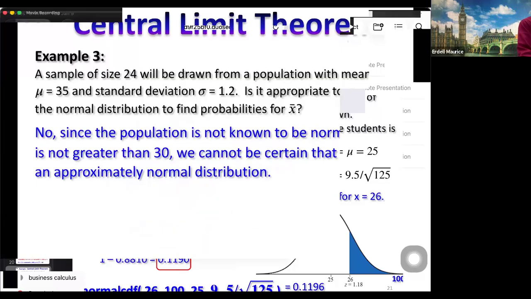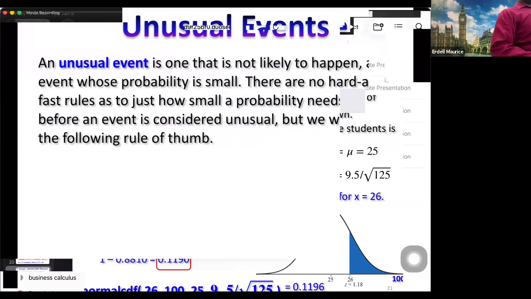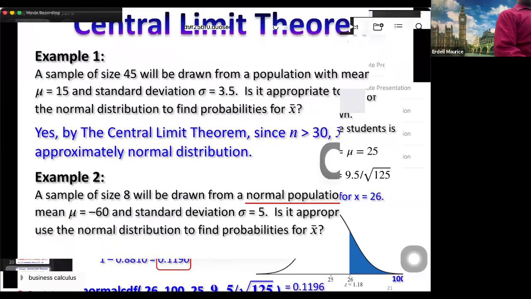Questions there? Yes. So the problem for both of them is the sample size is too small. Yes, the last one was 8. But in the last one they said the population distribution was normal. In the last one right here, the population was a normal population. That overrides. For a normal population, this becomes n greater than or equal to 1. One or more is fine.